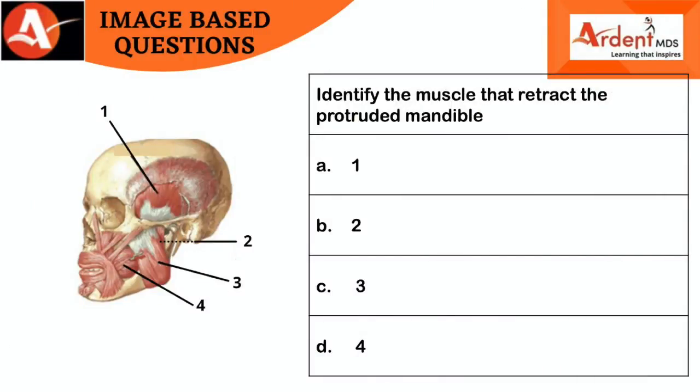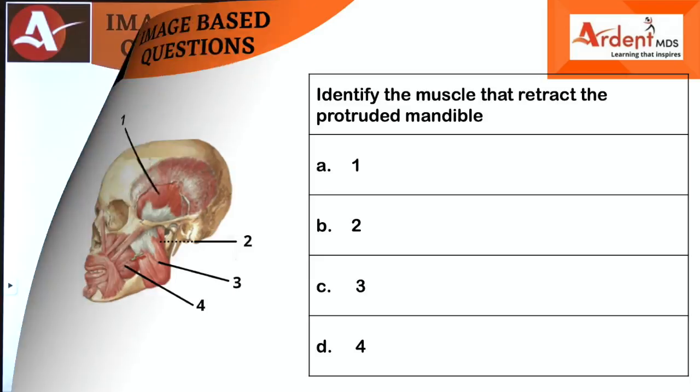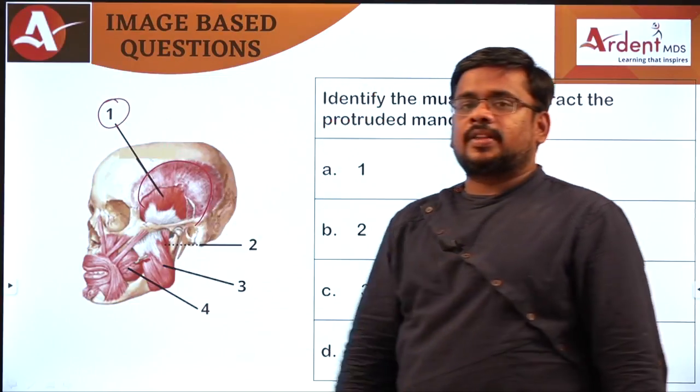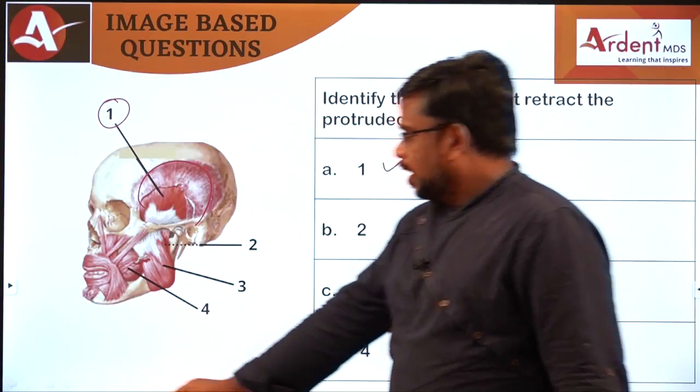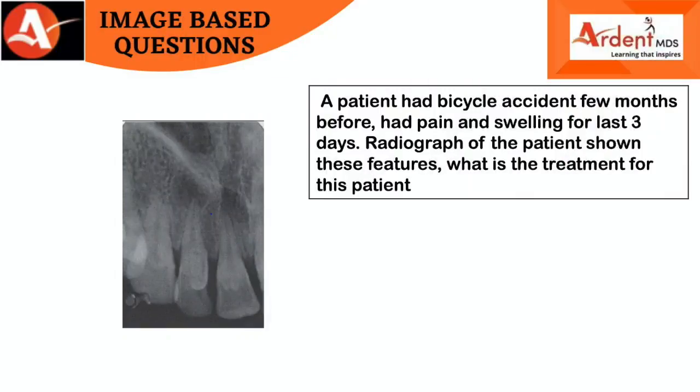Again one more straightforward question, and they gave an image like this and gave a number, asking which muscle helps in the retraction of the protruded mandible. The answer is temporalis. So temporalis is the muscle which helps in the retraction, so we can go for option A. All the other muscles help in the protrusion or lateral to lateral movement.